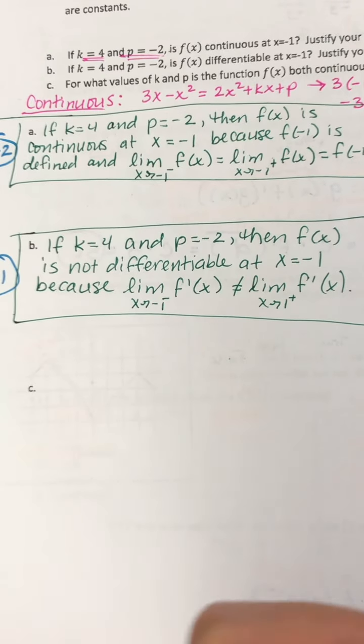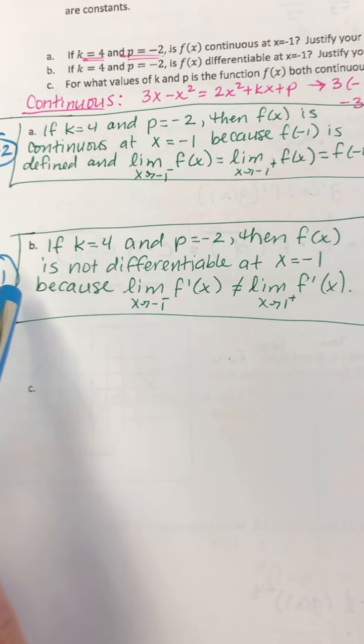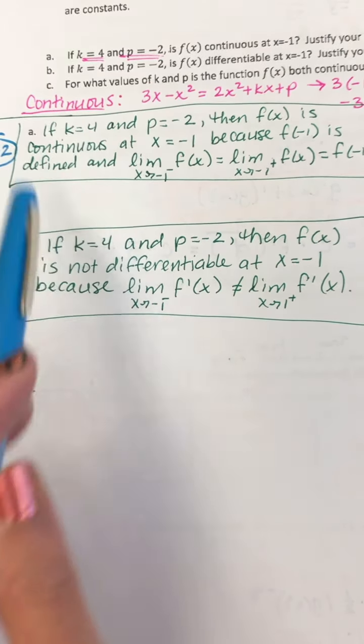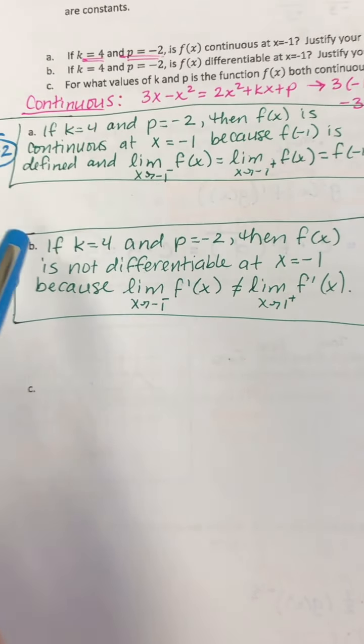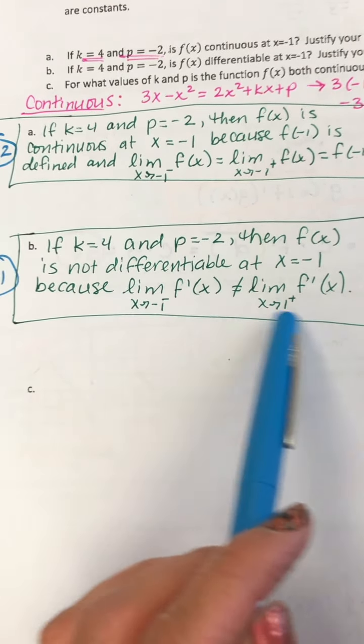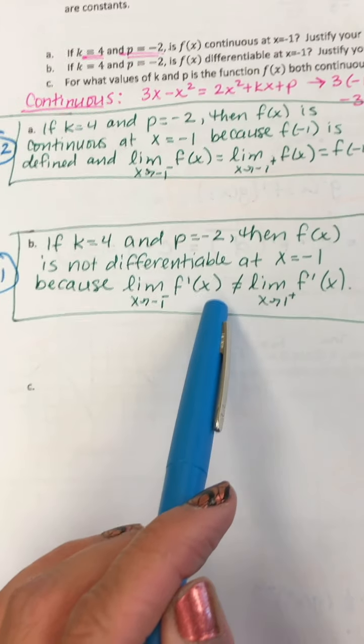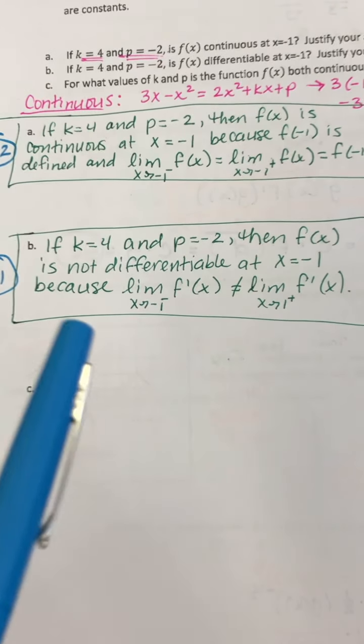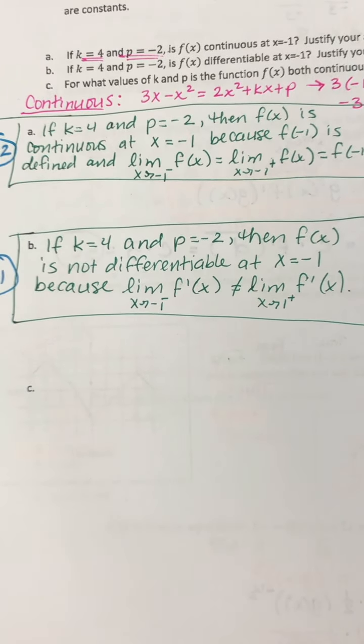Okay. And the reason why it's not 2 points is because after this part, you should already know that you need to include the if k equals 4 and p equals negative 2. You already know that you need to include that part, so I'm going to assume that you're just going to continue doing that. And so the only new thing you're adding is that limit statement showing that it is not differentiable, that the limits are not the same.